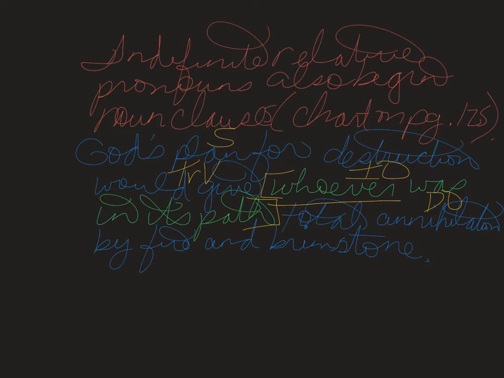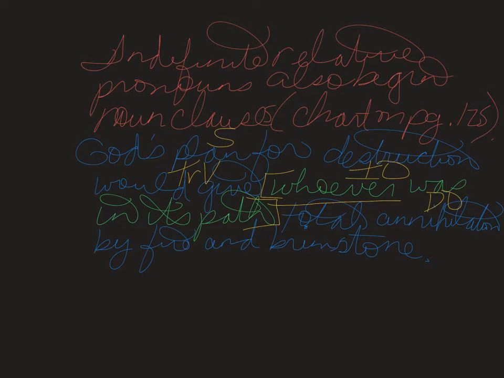All right. Here's an example in a sentence. God's plan for destruction would give whoever was in its path total annihilation by fire and brimstone. Whoever is one of our indefinite relative pronouns. It begins this dependent noun clause, whoever was in its path.